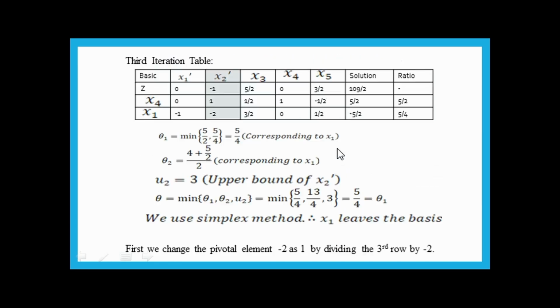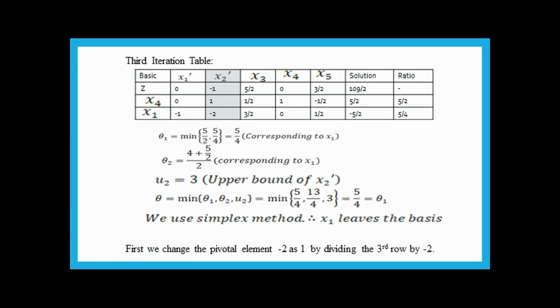Next we find theta 2. Here also in x2 dash column, we have one negative value which corresponds to x1. So we have to find theta 2 value. Theta 2 equal to upper bound of x1, 4. Here the solution is minus 5 by 2, so minus into minus is plus. So plus 5 by 2 divided by the pivotal element minus 2, so divided by minus of minus 2 is plus 2. So theta 2 equal to 4 plus 5 by 2 by 2, which corresponds to x1. u2 equal to 3, which is the upper bound of x2 dash. Now we have to find theta equal to minimum of theta 1, theta 2, u2, which value is 5 by 4, which corresponds to theta 1.